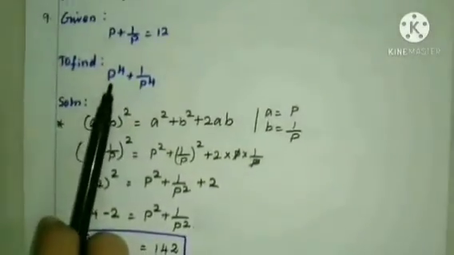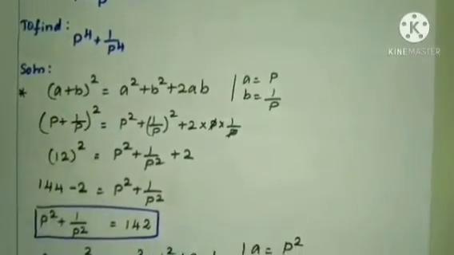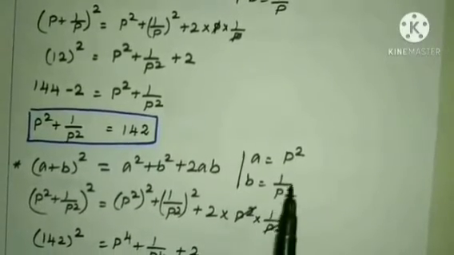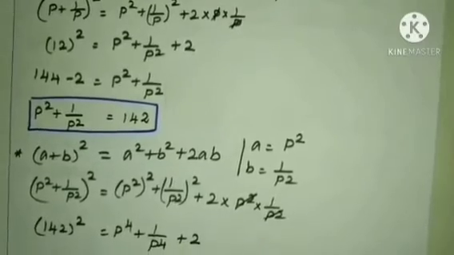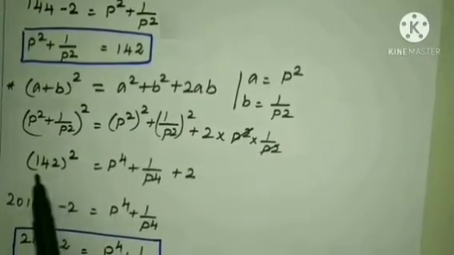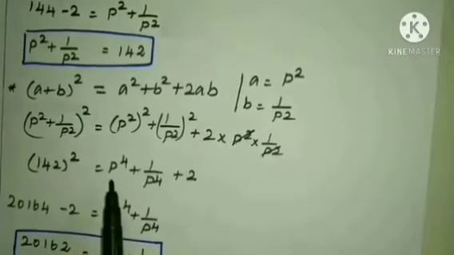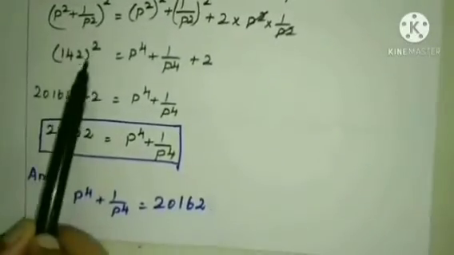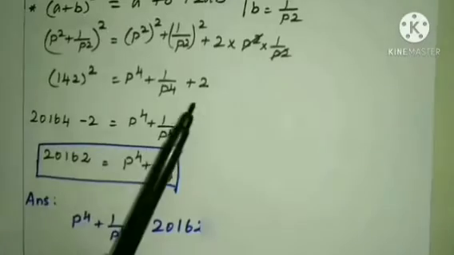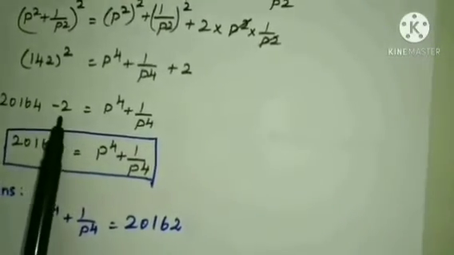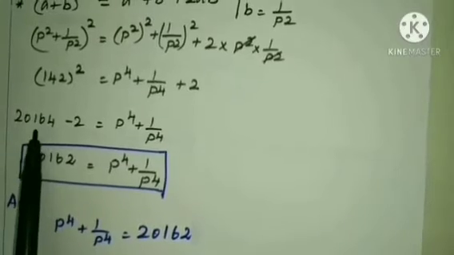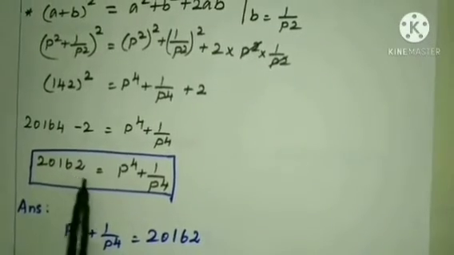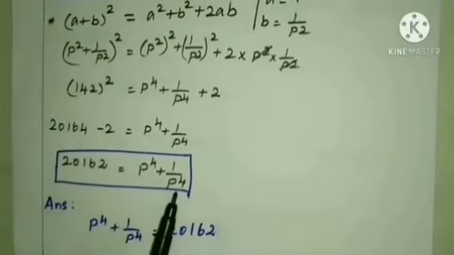Here we have to find p power 4 plus 1 by p power 4. So again we have to find the square of the number. Here a is p square, b is 1 by p square. Substitute the values, we get like this. 142 the whole square is equal to p power 4 plus 1 by p power 4 plus 2. 142 the whole square is 20,164. Here plus 2 change to other side, minus 2. So 20,164 minus 2, we get 20,162 is p power 4 plus 1 by p power 4. That is the answer.